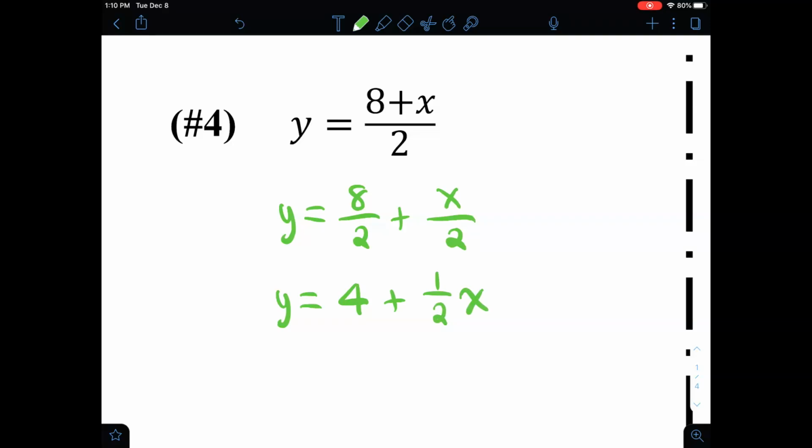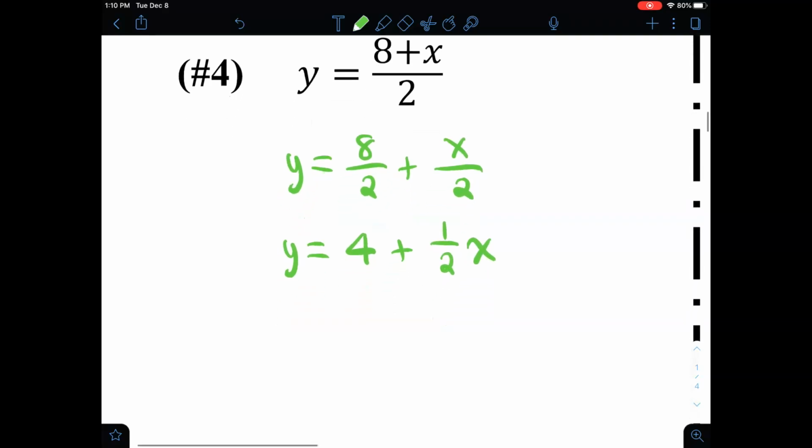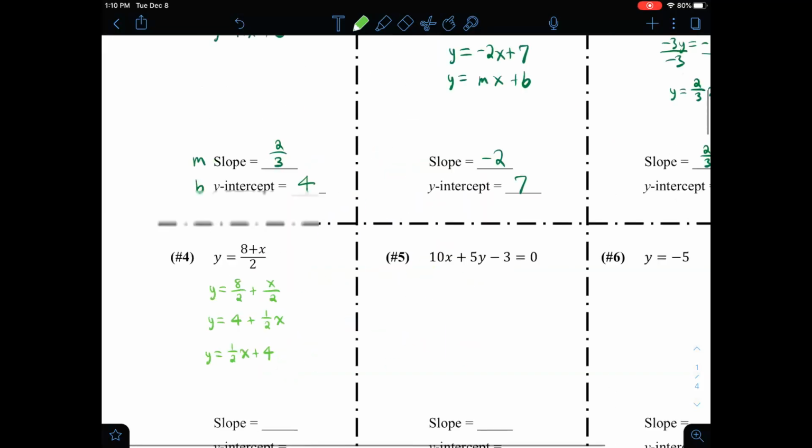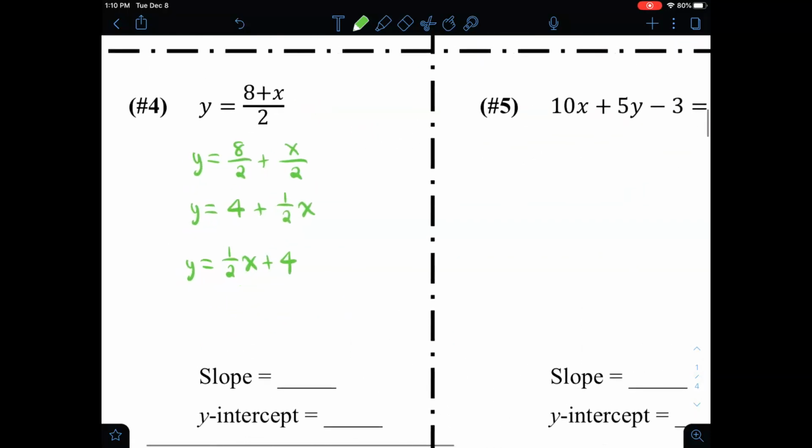And then there's one more thing that's wrong with this. Do you guys see what it is? Well, we want to put the 1/2 x in front. We want y equals mx plus b. This is not wrong, but it's just kind of flipped around. So we're going to write y equals 1/2 x plus 4. All right, so what's our m, what's our b? Well, our m in front of x is going to be 1/2, not 1/2 x, just 1/2. And our b is going to be the number all by itself, the constant, which is 4.